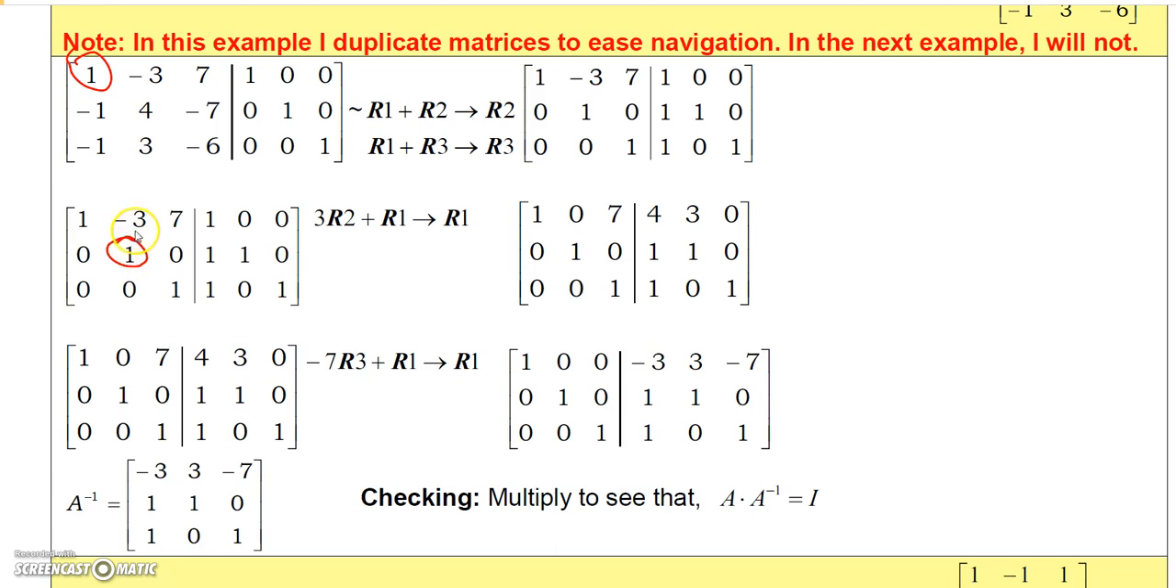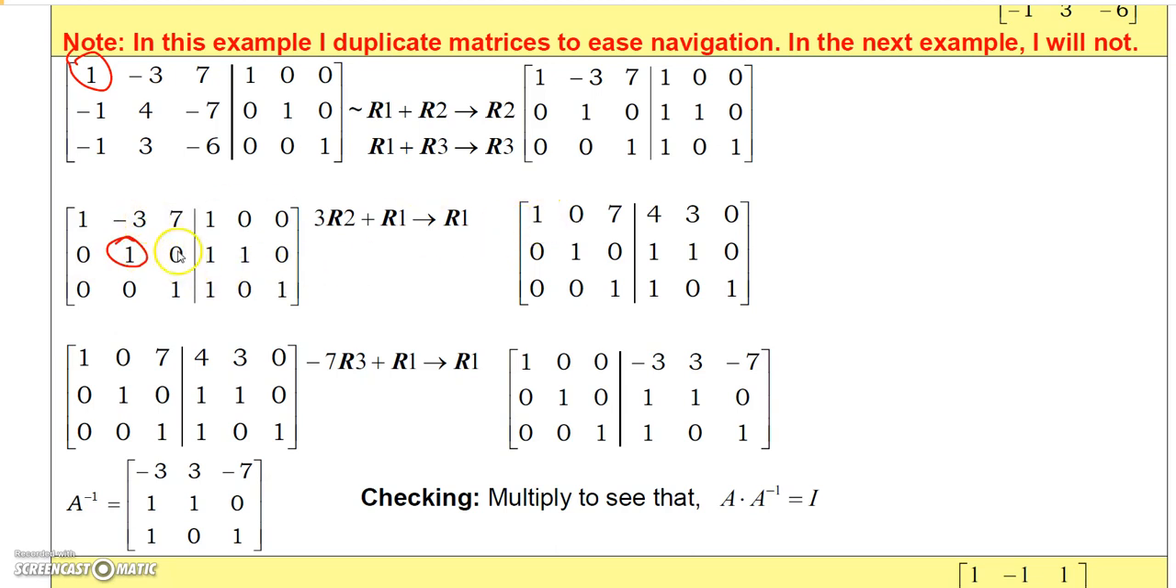Now, I need to eliminate this negative 3 that's above it, so I can multiply this row by 3 and then add it to this to cancel the negative 3. So we're just going to do 3 times row 2 plus row 1 and put that in row 1. Well, 3 times 0 plus 1 would give me 1. 3 times 1 is 3 plus negative 3, that's going to give me 0.